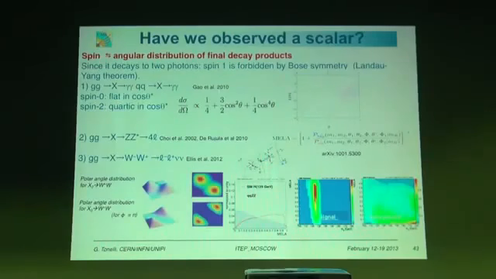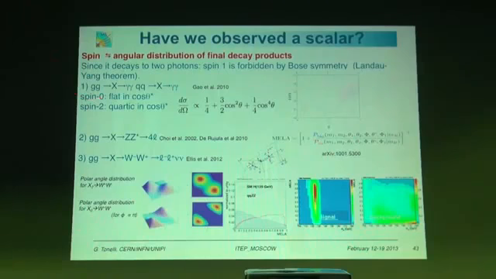Still, we have to establish if we have really observed the scalar, because the standard model boson is a scalar, and many studies are ongoing to try to solve this question. The way in which we address this question is a traditional way that was used from the pi0 time. Basically, we look at the angular distribution of the final decay products, because this angular distribution contains the information on spin and parity of the state.